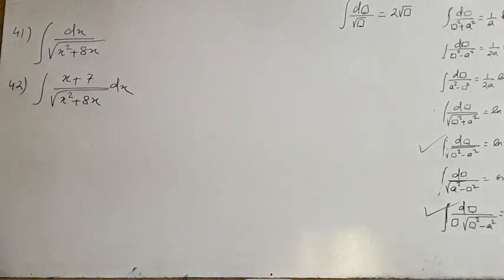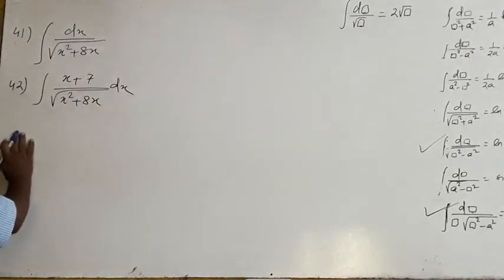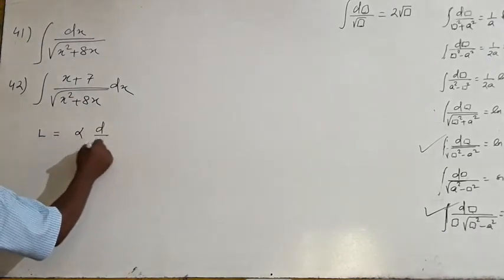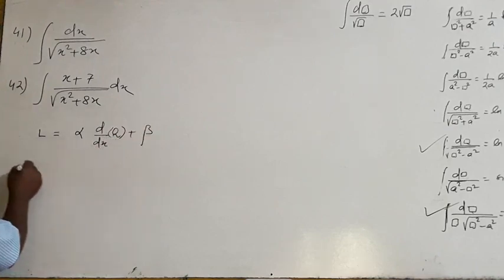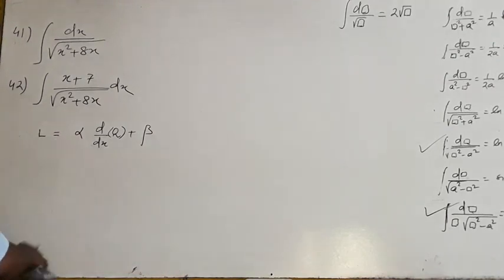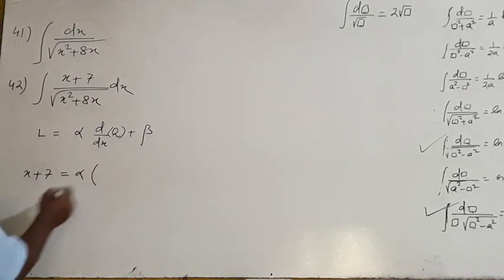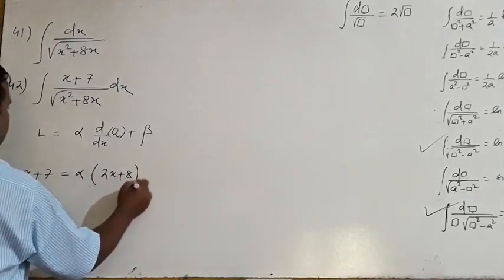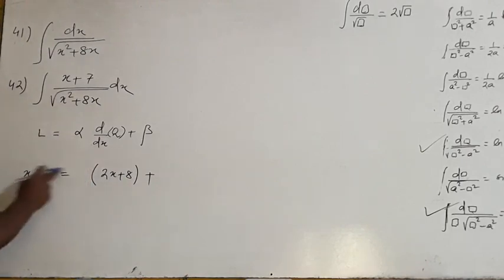Now look at this problem. It is x plus 7 over root of a quadratic, means linear by quadratic. Again that formula: linear is equal to alpha times derivative of quadratic plus beta. Linear means x plus 7, so x plus 7 equals alpha times the derivative of the quadratic, which is 2x plus 8, plus beta. So what is alpha? You have to decide.